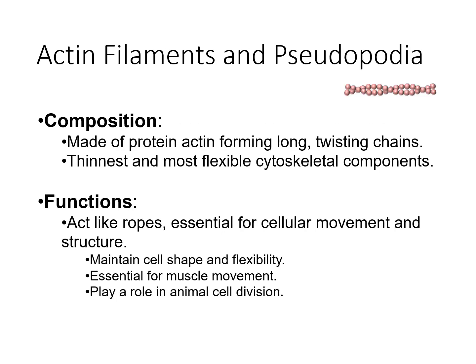Actin filaments, also known as microfilaments, are the thinnest components of the cytoskeleton. They're made of the protein actin, which forms long, twisting chains. Actin filaments act like ropes. They're strong yet flexible, ideal for pulling, shaping, and enabling movement. They help maintain cell shape, are essential for muscle contraction, and play a key role in cell division, especially during the final step of cytokinesis in animal cells.